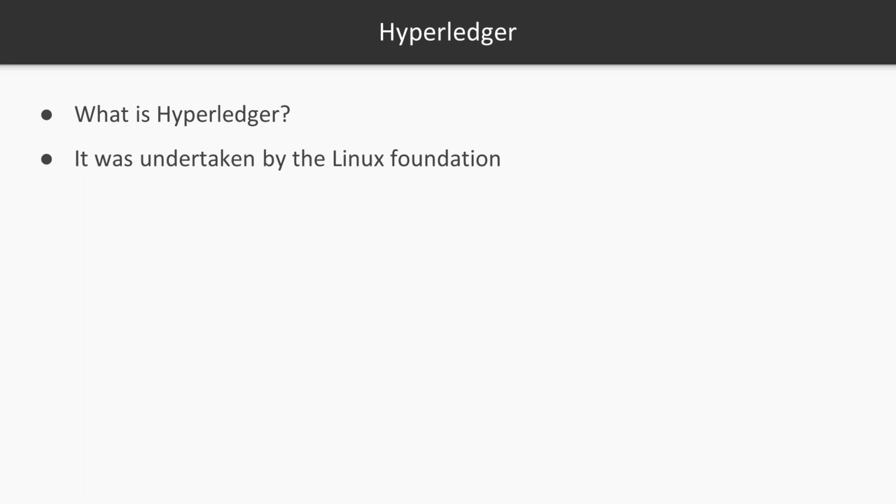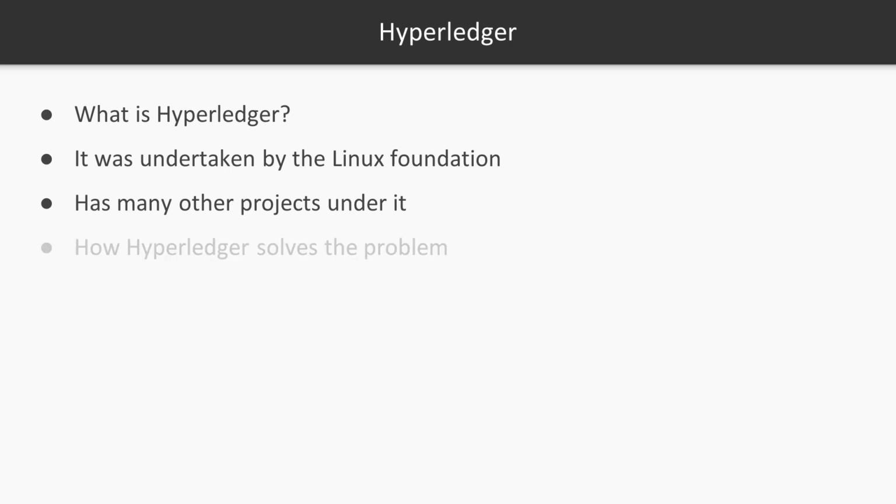Hyperledger Fabric has so many properties which can be utilized by the business. Properties of Hyperledger Fabric can be applied in real-life scenarios. Let's start with something really simple. Firstly, it has many projects under it. Hyperledger has Sawtooth, Fabric, Indy, and a couple more. How does Hyperledger solve the problem?